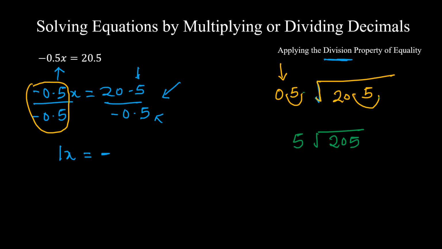Okay, so 5 into 20 goes in 4 times. 5 times 4 is 20. You subtract that, and you get 0. You bring down your 5.